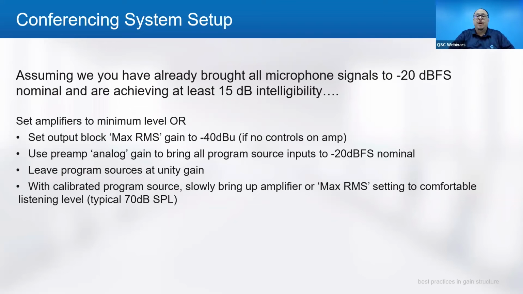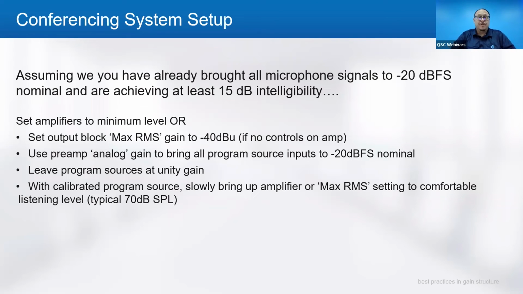So assuming you've already brought all your microphone signals to -20 dBFS nominal and are achieving at least 15 dB of intelligibility, the thing you're going to do is set your amplifiers to a minimum level, or set the output block max RMS gain to -40 dBu if there's no controls on the amp. Using the preamp analog gain to bring all the program sources up to -20 dB full scale nominal. So you want to do that on the output, and then leave all your program sources at unity gain. So you want to just leave those coming straight through, right?